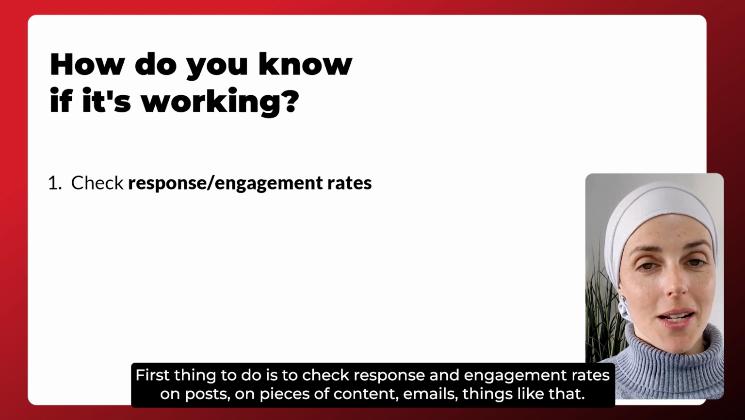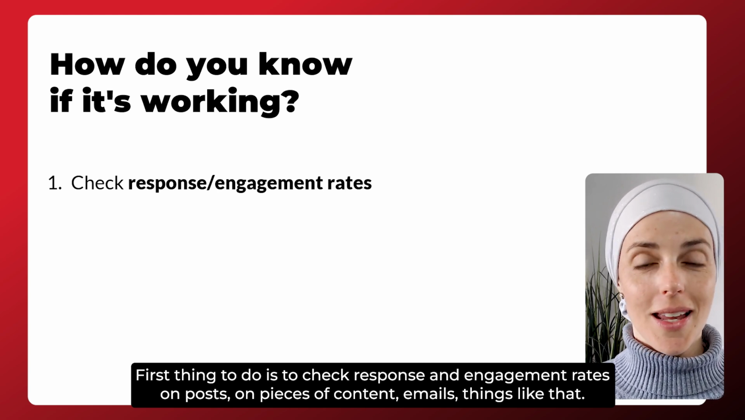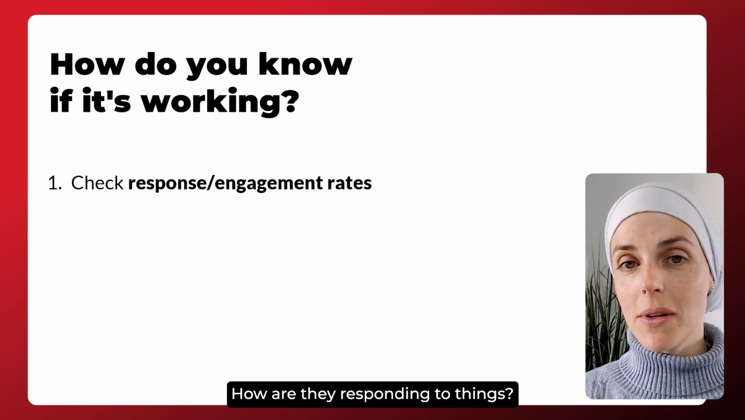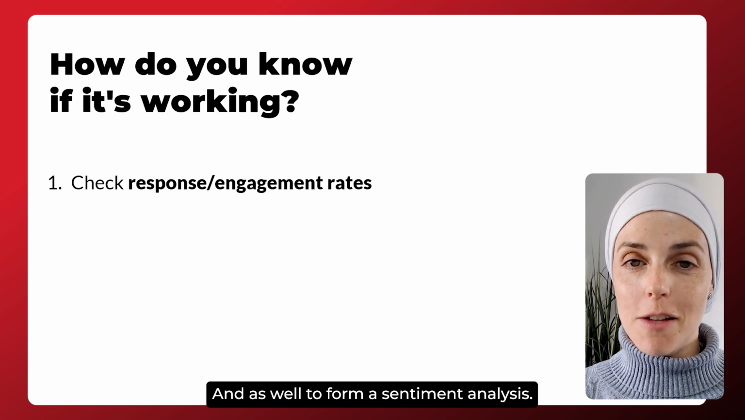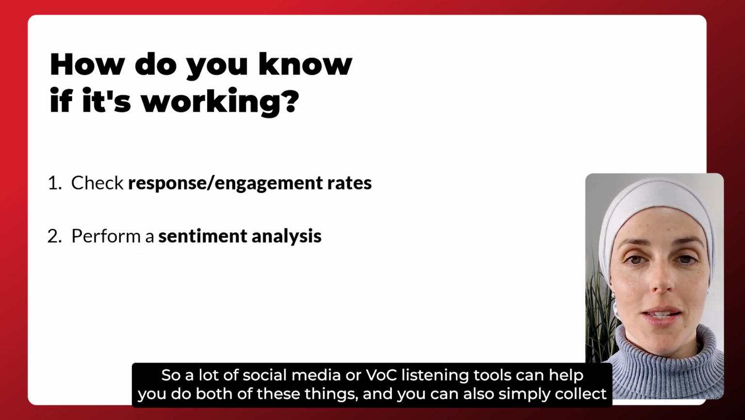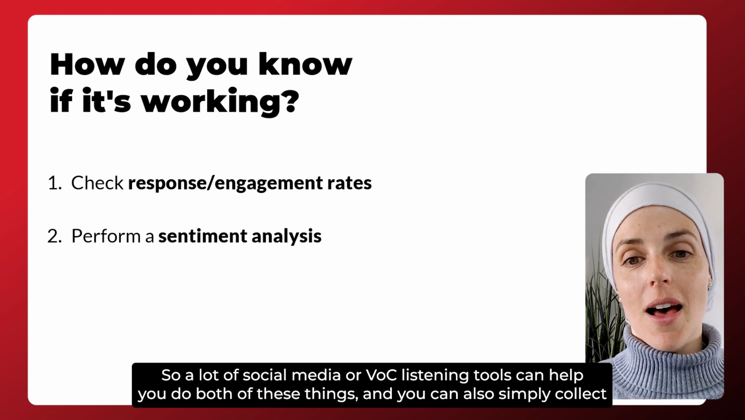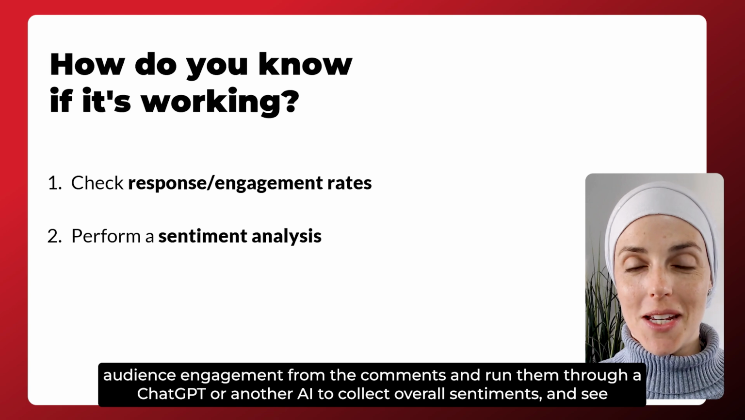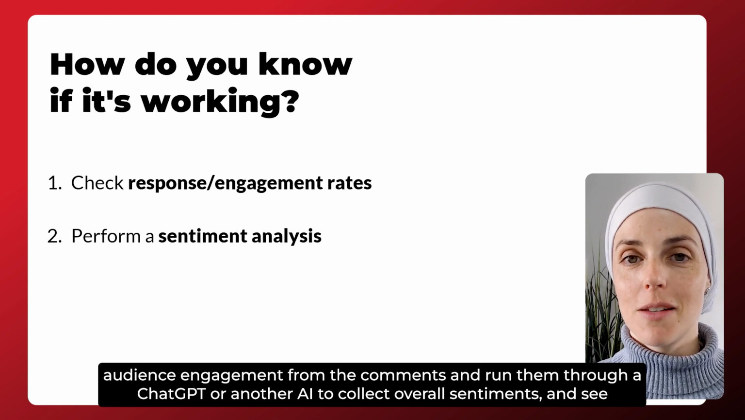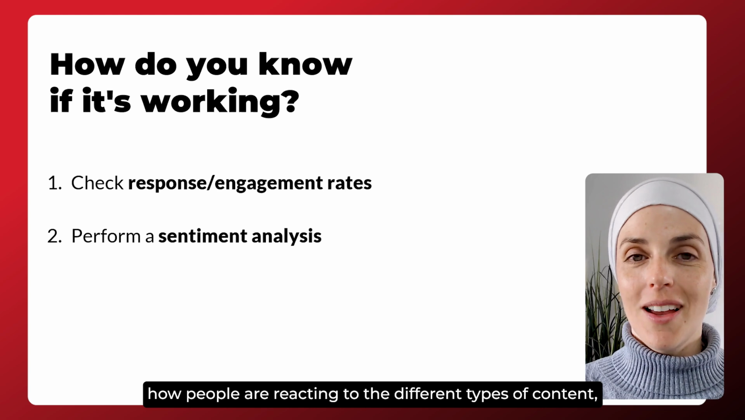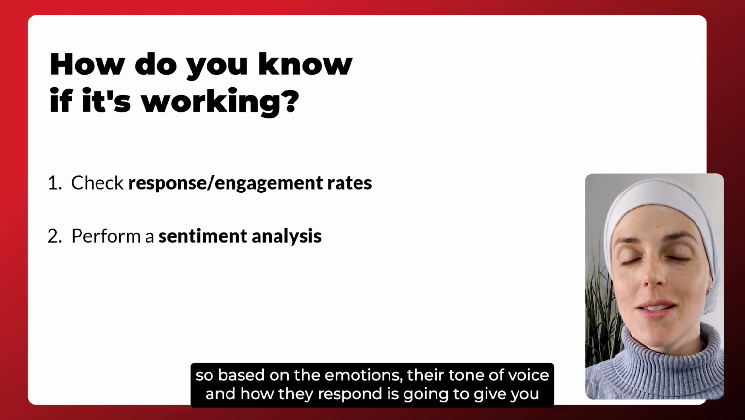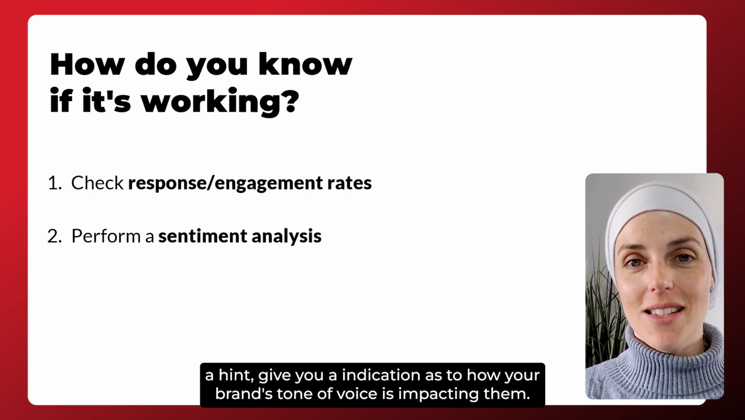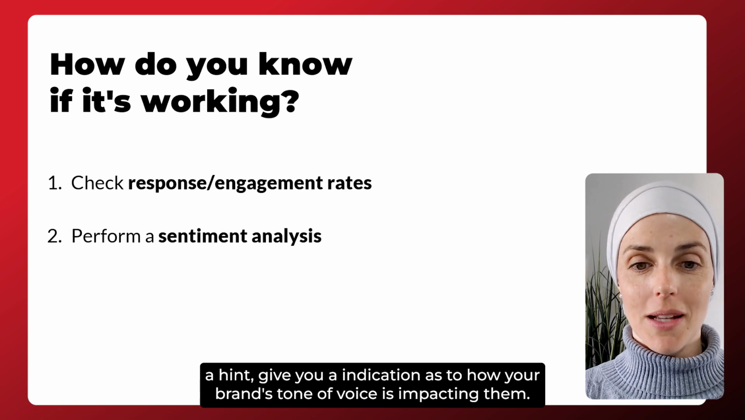First thing to do is to check response and engagement rates on posts, on pieces of content, emails, things like that. What are engagement rates? What are people commenting? How are they responding to things? And as well, to perform a sentiment analysis. A lot of social media or VOC listening tools can help you do both of these things. You can also simply collect audience engagement from the comments and run them through ChatGPT or another AI to collect overall sentiments and see how people are reacting to the different types of content. So based on the emotions, their tone of voice and how they respond is going to give you an indication as to how your brand's tone of voice is impacting them.